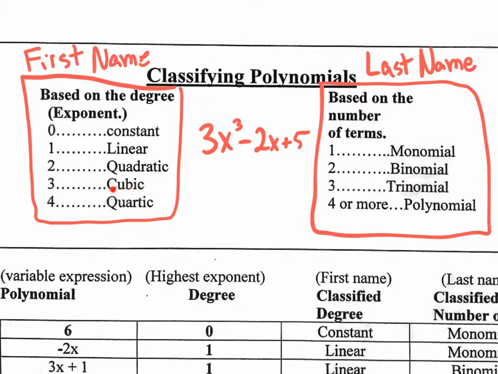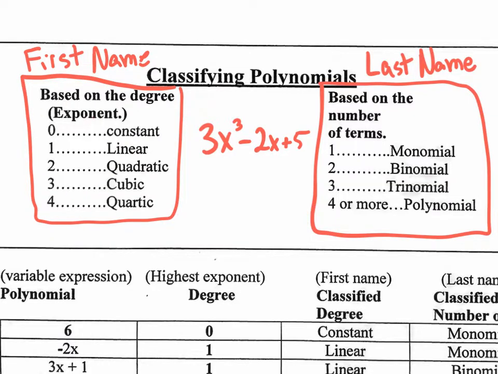Cubic. Now, the last name is based on how many terms you have. How many do we have? We have 1, 2, 3. So what's the last name? Trinomial. So if I tell you to classify this, which I will on Friday's quiz, you're going to say cubic trinomial. That's the name of that thing. So classifying is really easy. You just have to understand these notes.